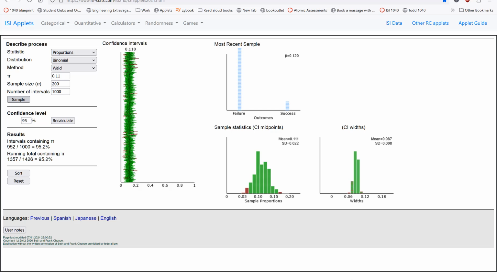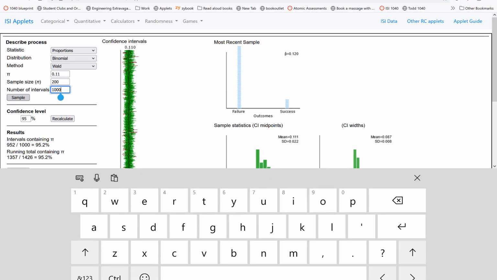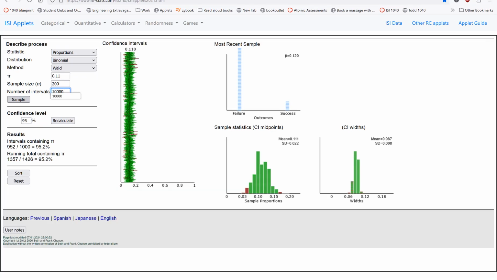And it's much harder to see, but you can just kind of pick out the red ones here or there where my confidence interval didn't work. And notice I'm at 95.2% of all of those intervals that actually contained my population parameter. And maybe I want to try like 10,000 intervals, because we like to simulate at least 10,000 in this class. Notice out of those, 95.1% of my confidence intervals actually contained my population parameter.